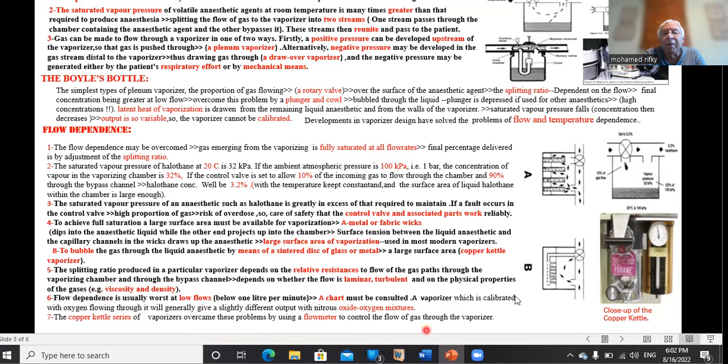The copper kettle is a method to overcome this problem of flow dependence. As shown in the figure, it has two flow meters. One of the flow meters goes through the bypass chamber, and the other goes directly to the vaporizer chamber. You see, there is a thermometer, and according to the temperature, we can adjust the flow going to the vaporizer so that it can give me the concentration required.